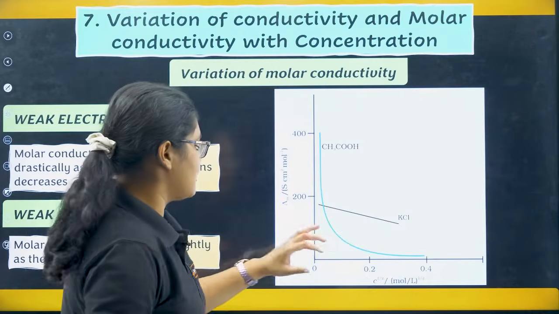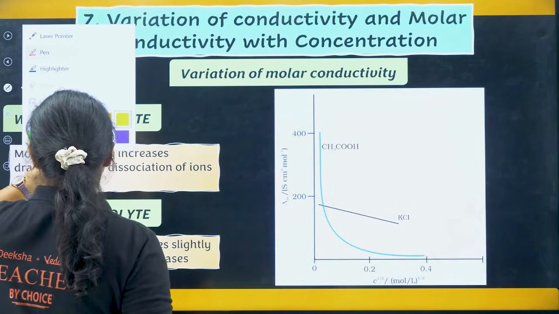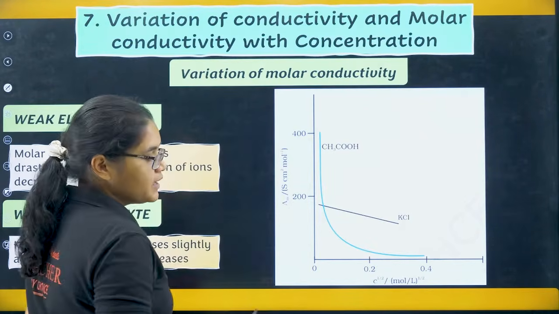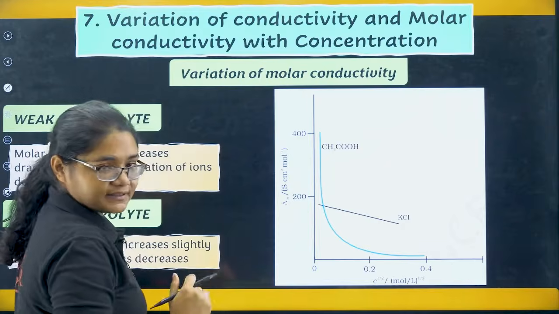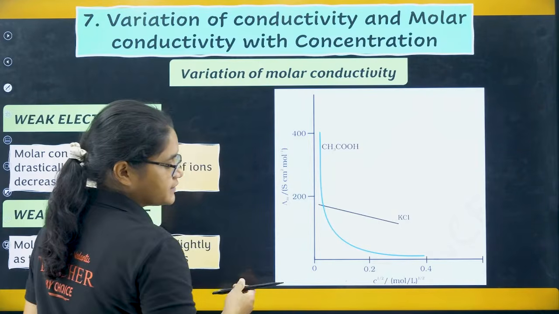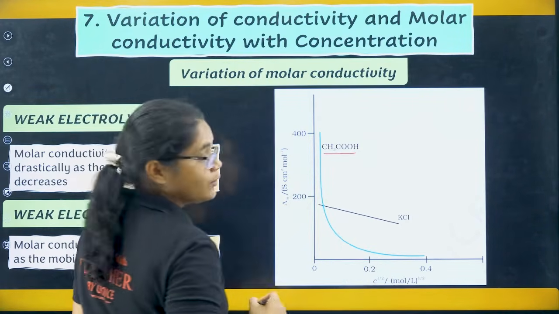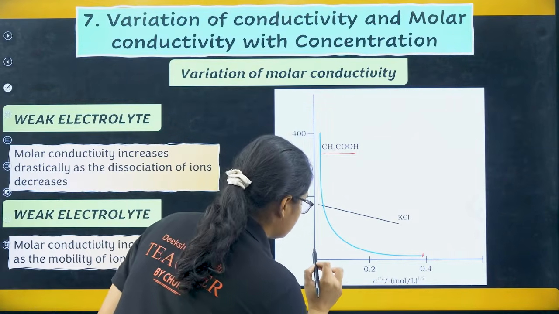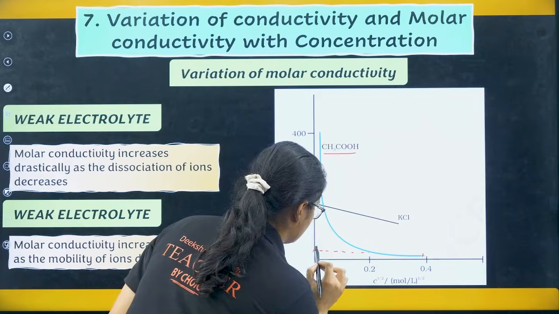You can see a graph here which shows the molar conductivity and the concentration. Here, on this side, the concentration is decreasing. You see for CH3COOH, at 0.4 concentration, the conductivity was somewhere here.